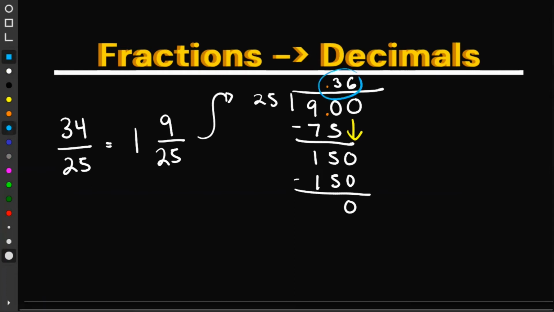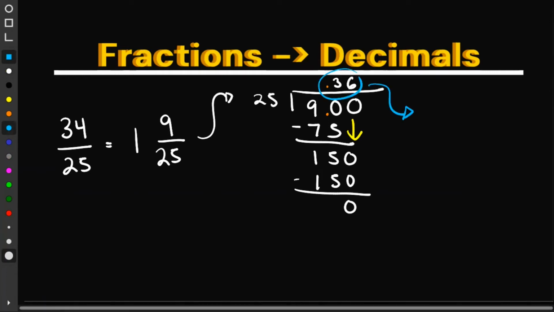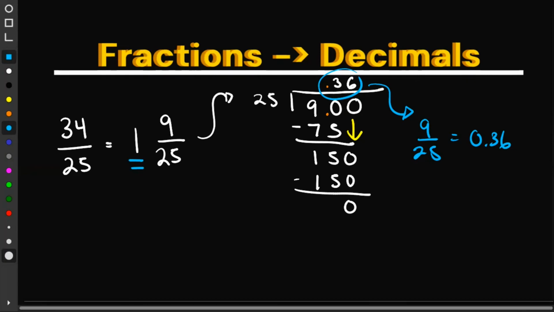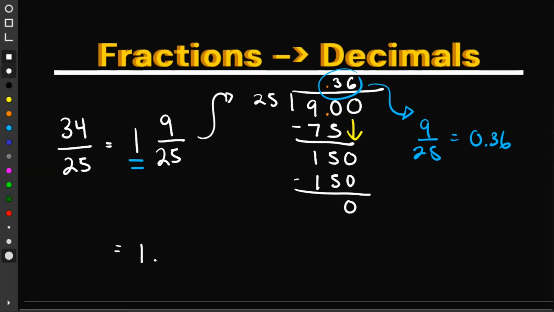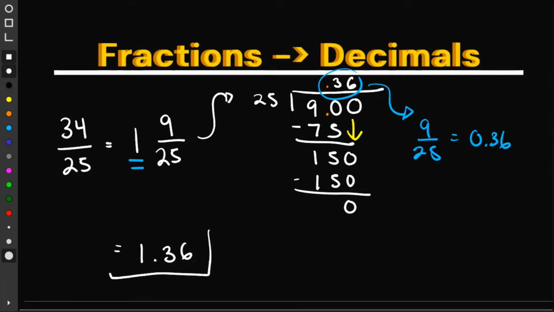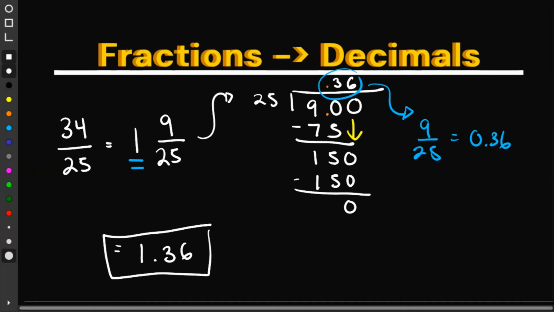So we know now that 9 over 25 is equal to 0.36. Since we still have the 1 out here, we know that this one is equal to 1.36. And this one is the value of 34 over 25.